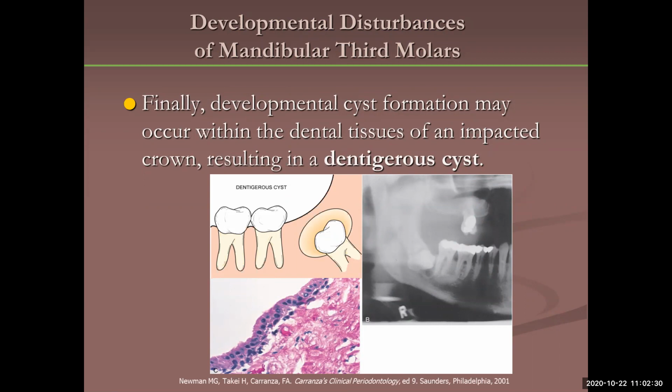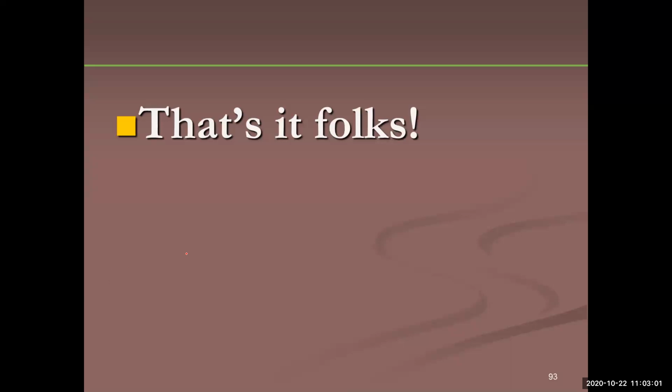Developmental cysts may form. This is called a dentigerous cyst, and you're going to learn about this. I'm not going to ask you about this, but a dentigerous cyst is a cyst that forms around an impacted tooth, but it's only around the crown. This is what it looks like on a radiograph. It's only around the crown. The cyst doesn't encapsulate the entire tooth, a dentigerous cyst. And that was more than you needed to know.